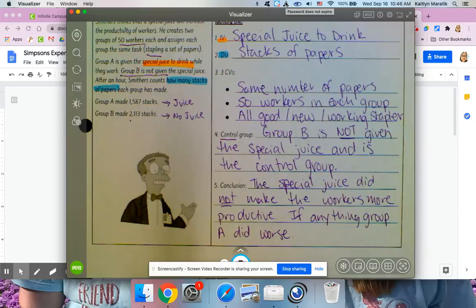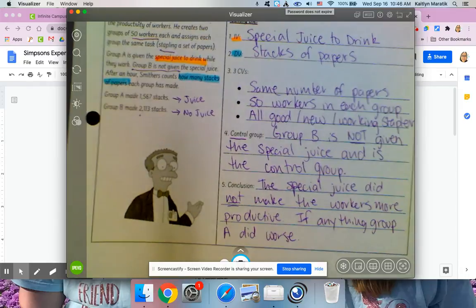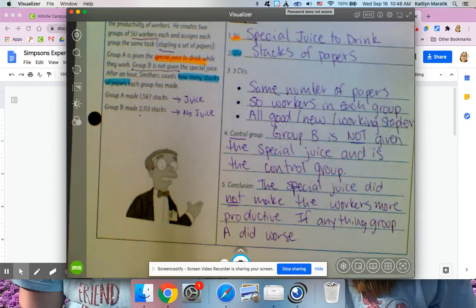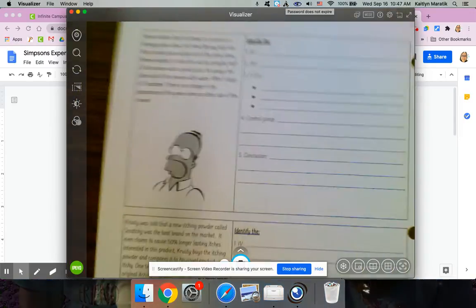So the special juice did not make the workers more productive. If anything, Group A did worse. Okay, is this a fair test? We could say it's a fair test. There was only one thing that was changed. We are observing just the one thing, and everything, assuming that all these were followed, it would be a fair test. Okay, on to our next slide.